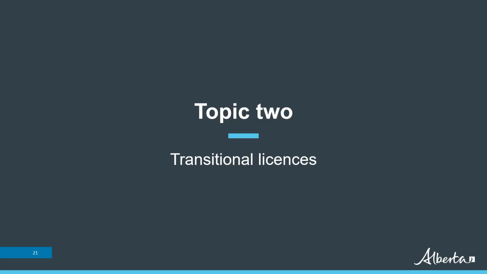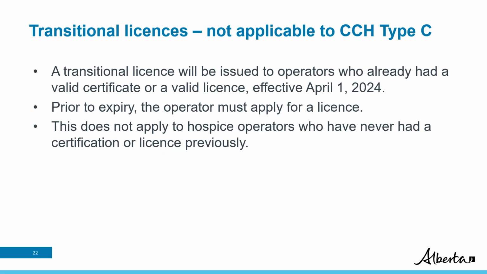Topic 2. Transitional licenses. Transitional licenses will be issued to sites with valid certificates and licenses. The transitional license allows for operators to transition into the new Act. An operator must apply under the Continuing Care Act prior to the expiry of the transitional license.